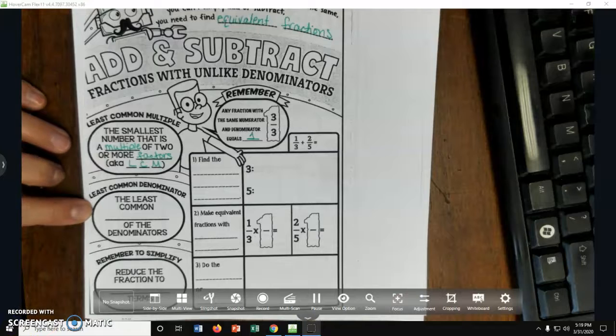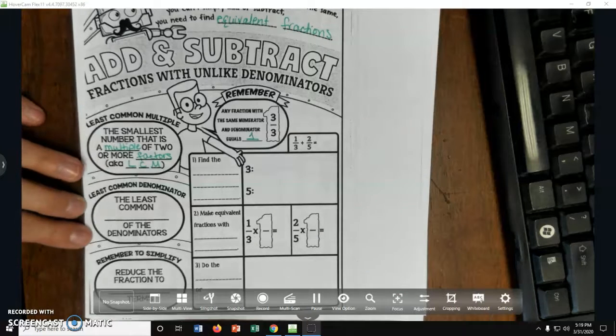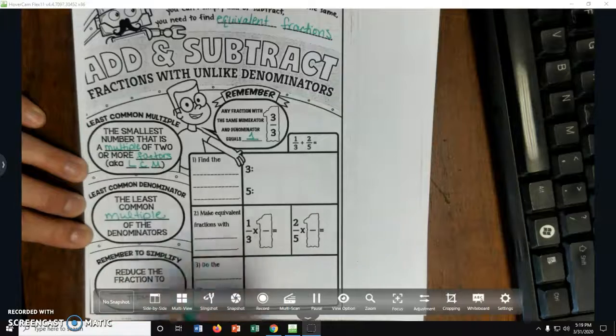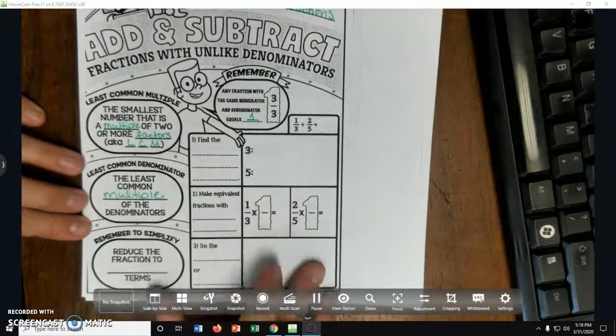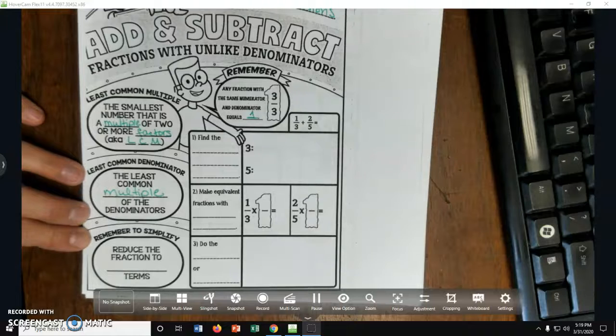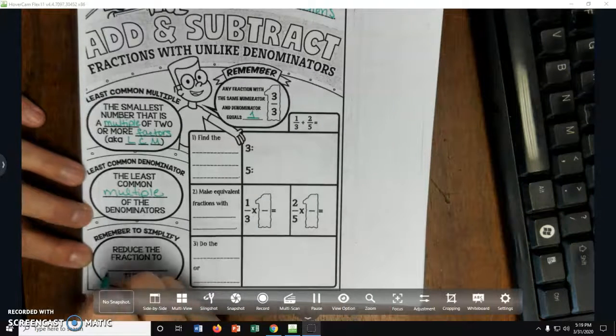Here, the least common denominator is the least common multiple of the denominators. Make more sense when we get over here. You guys totally got this. And remember to simplify. Reduce the fraction to lowest terms.